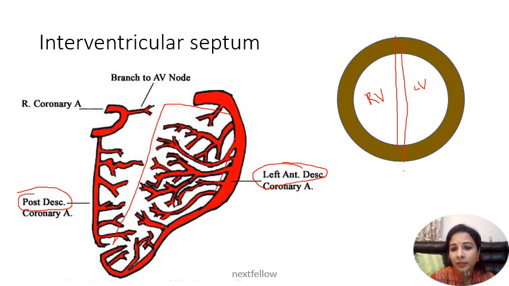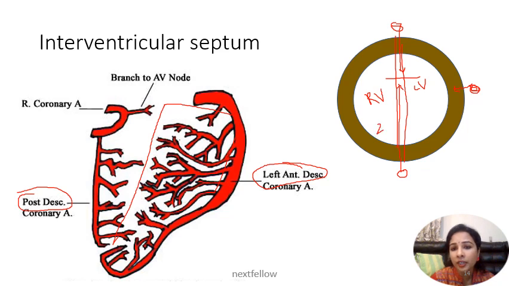So the anterior interventricular artery is here, which supplies 2/3 of the interventricular septum, and the posterior 1/3 of the interventricular septum is supplied by the posterior interventricular artery. And the left wall of the left ventricle is supplied by the circumflex artery. So this is the circumflex artery which supplies the left wall of the left ventricle. So that is about the blood supply of the interventricular septum.